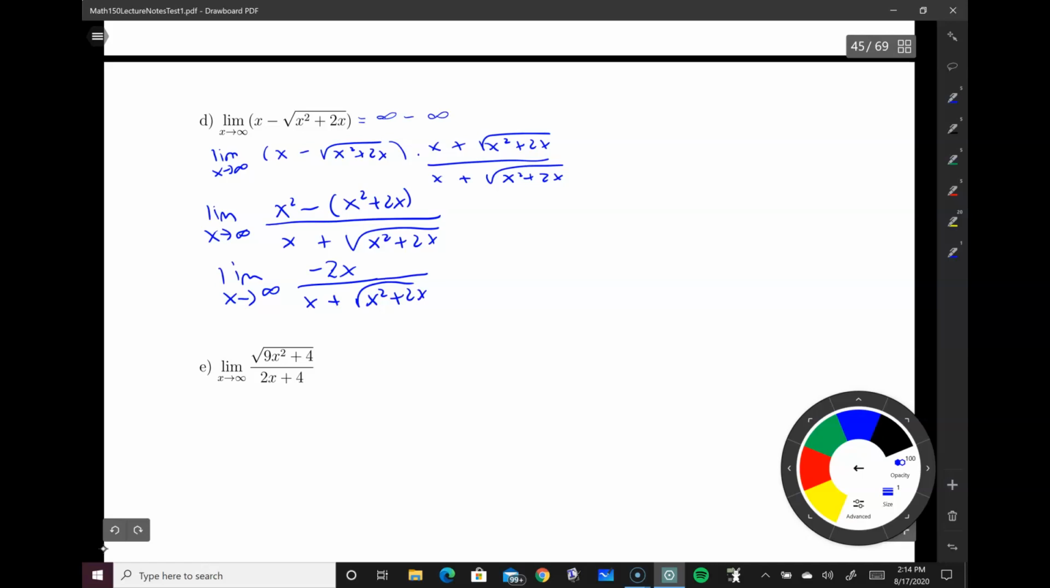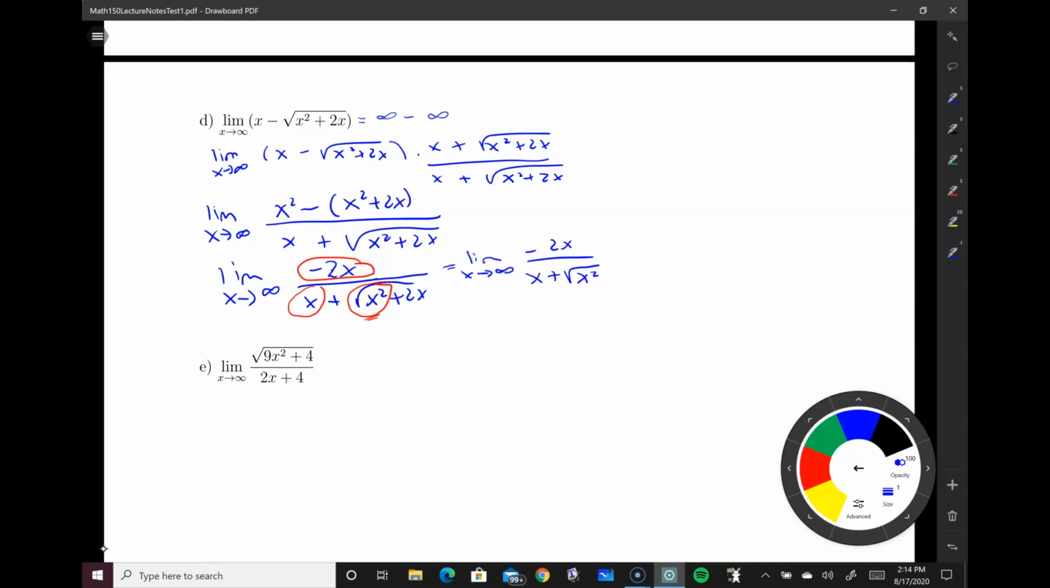Okay, so here, this is a nice challenging one. So I need to go in and take the highest powers. So the highest powered term from the numerator is negative 2x. The highest powered term in the denominator is this x and this. This is almost like an x because it's like a square root of x squared. All right, so what that turns into is negative 2x over x plus the square root of x squared.